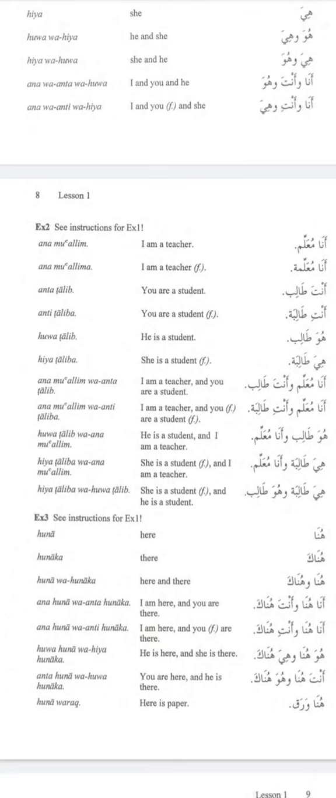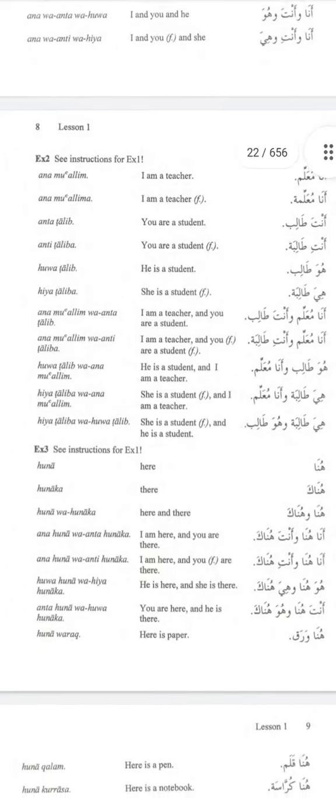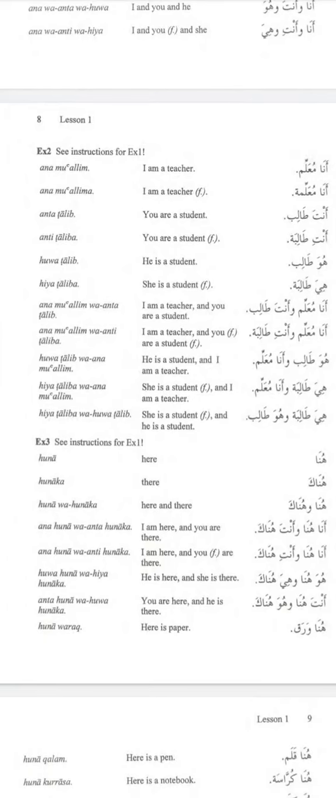Ana muallim wa anta talib, I am a teacher and you are a student. Ana muallim wa anti taliba, I am a teacher and you are a female student. Huwa talib wa ana muallim, he is a student and I am a teacher. Hiya taliba wa ana muallim, she is a student and I am a teacher.